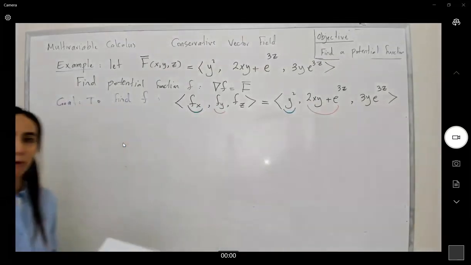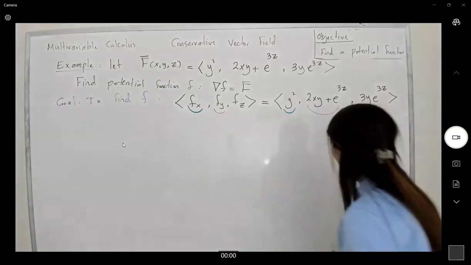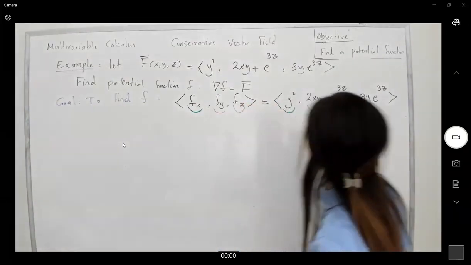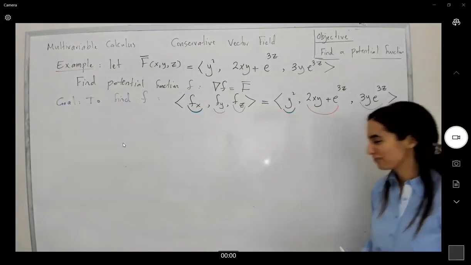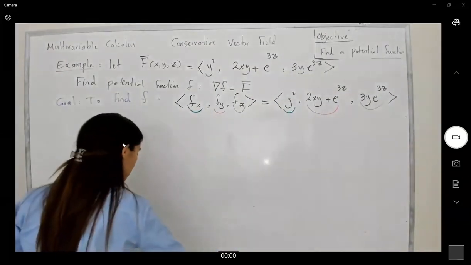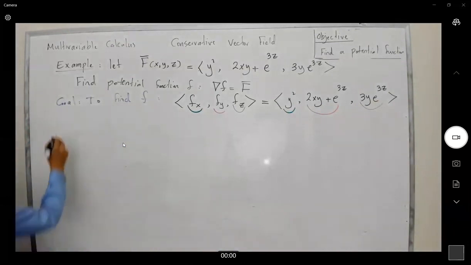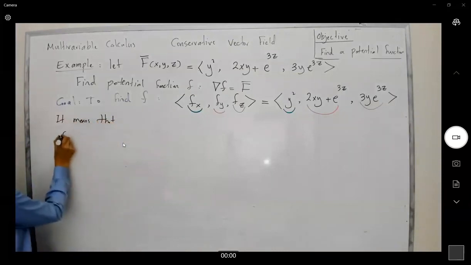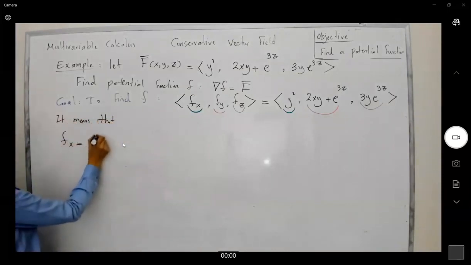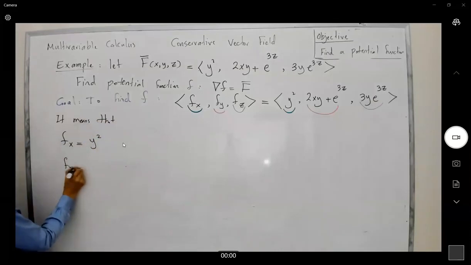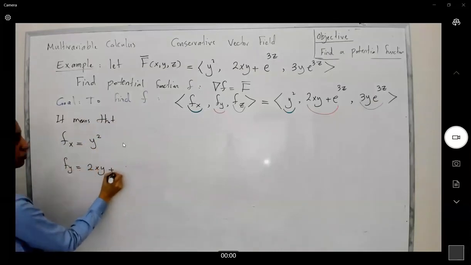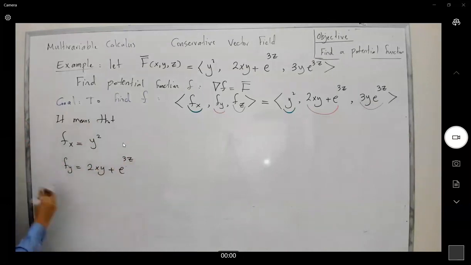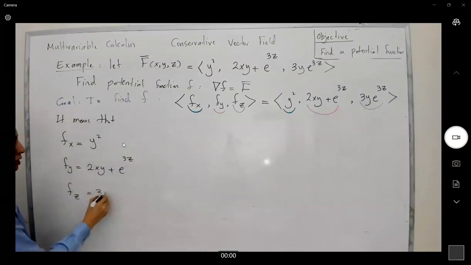And the last components are the same. So let us take a look at this. Let us start by setting these equal to each other, then taking the integral and so on. So it means that f of x is y squared. F of y is 2xy plus e to 3z. And f of z, partial derivative of f with respect to z, is equal to 3y e to 3z.